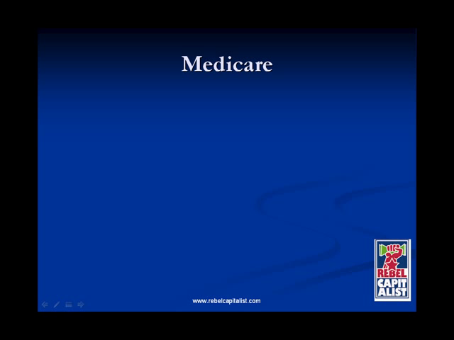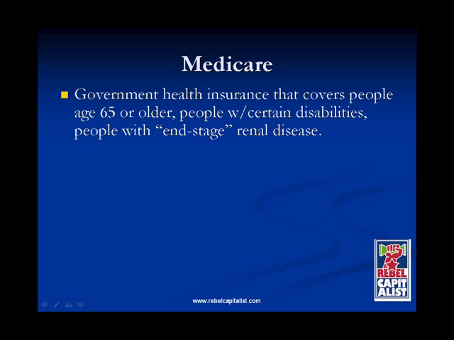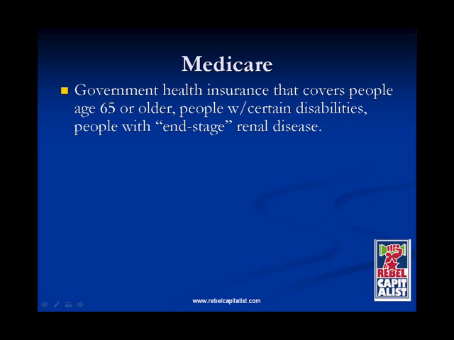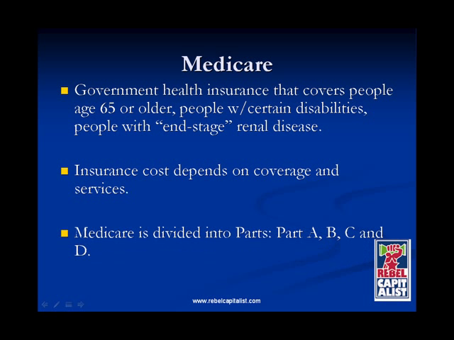Medicare. Medicare is a very difficult topic. We're going to try and just cover some of the main points of Medicare. Medicare is a government health insurance program that covers people ages 65 or older, and people with certain disabilities, and people with end-stage renal disease. The insurance cost depends on the coverage and the services that are needed. And Medicare is divided into parts: Part A, Part B, Part C, and Part D.